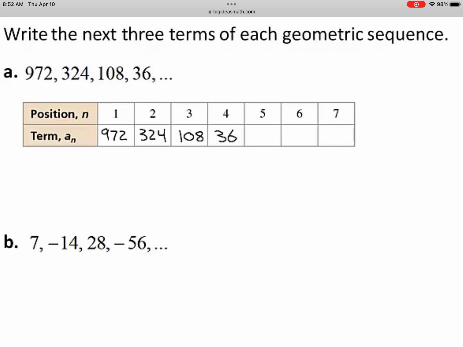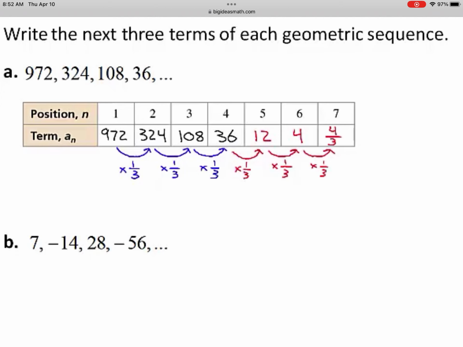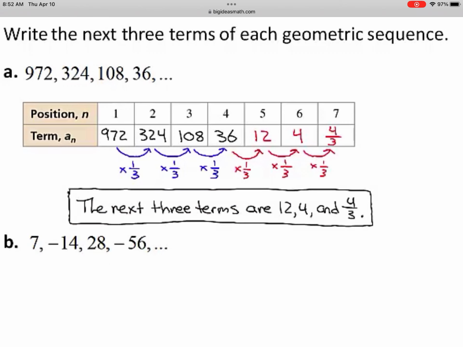Notice that each term is 1/3 times the previous term. So multiply a term by 1/3 to find the next term. So the fifth term is 36 times 1/3, or 12. The sixth term is 12 times 1/3, or 4. And the seventh term is 4 times 1/3, or 4/3. So the next three terms are 12, 4, and 4/3.